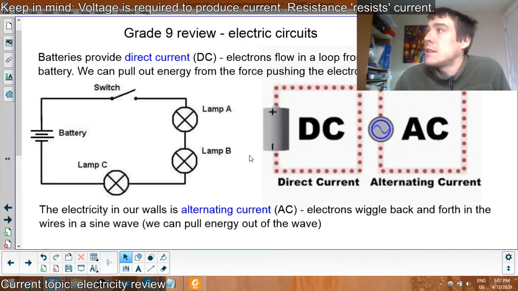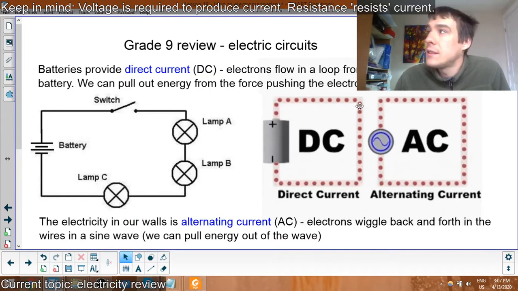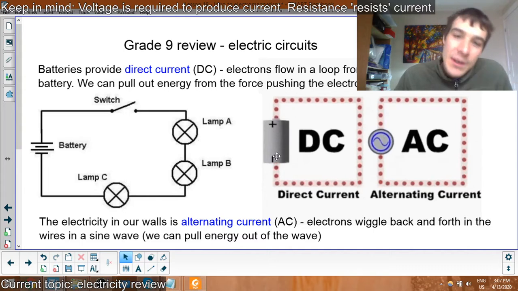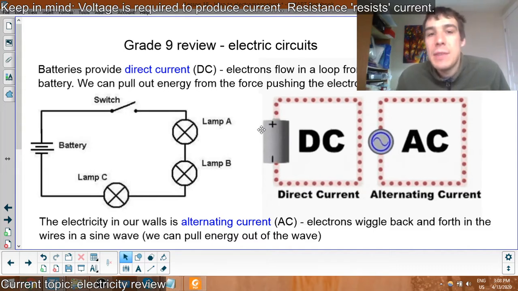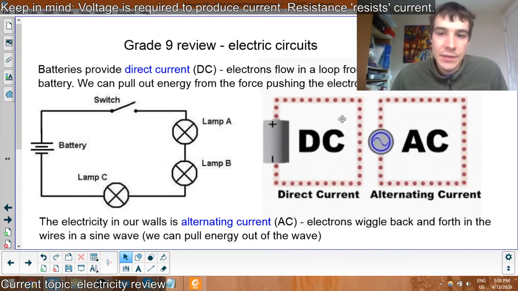So here you'll see a diagram of direct current versus alternating current, and you'll see that the little particles are moving from positive to negative, even though we know that they actually move from negative to positive. But it doesn't matter because it makes a loop. So that's conventional current versus electron flow.